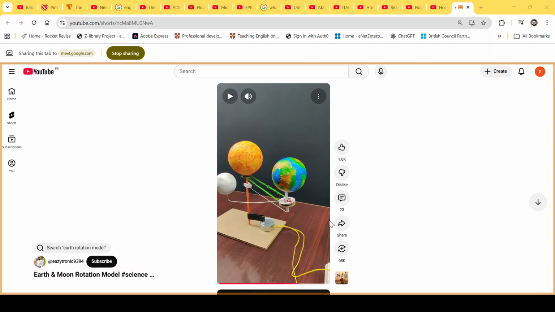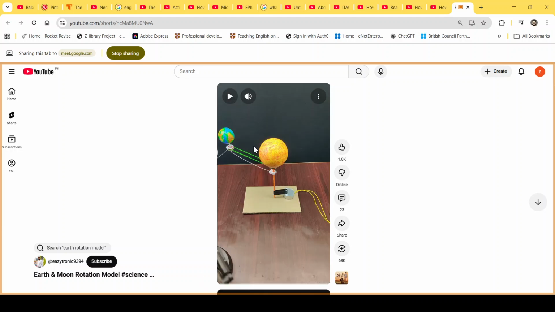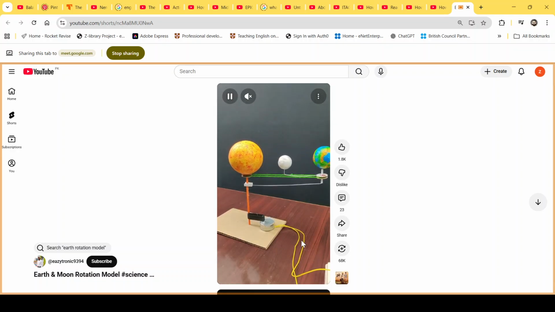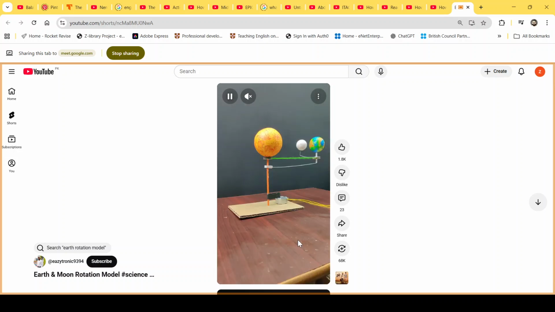So here's the first one, and it's about the Earth's rotation and the moon and the sun. So this is a science project, obviously. And what you can notice in this is that the Earth is rotating on its axis. So you'd see the globe spinning on its own. And then the Earth is orbiting the sun, and the moon is orbiting the Earth. So there are at least three different kinds of movements happening.